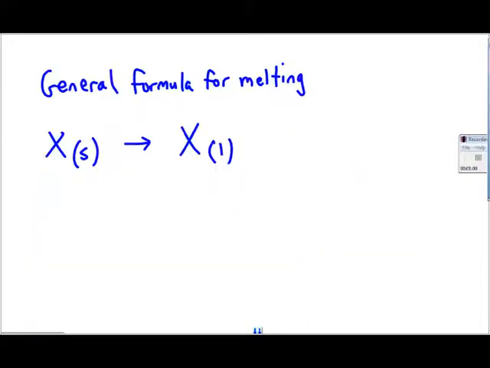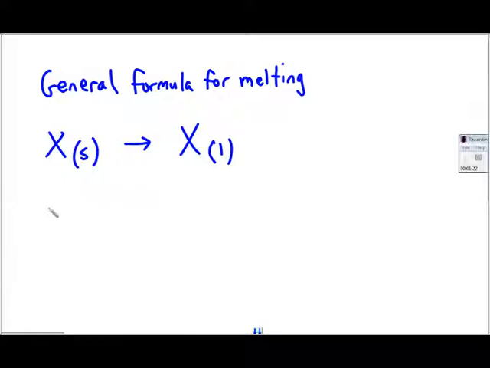All right. Coming up next, our general formula for something melting, not to be confused with something dissolving. This is going to take heat. If we take a solid with the chemical formula represented by the letter X, and we subject it to heat, add heat to it, it's going to melt and turn into the liquid form. It's going to have the same chemical formula.